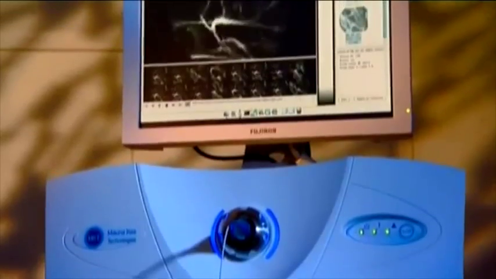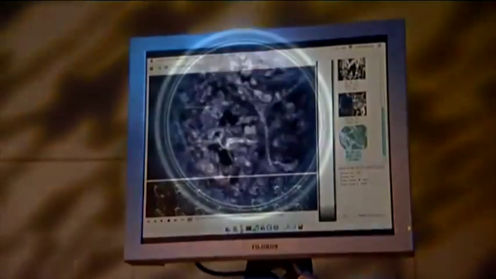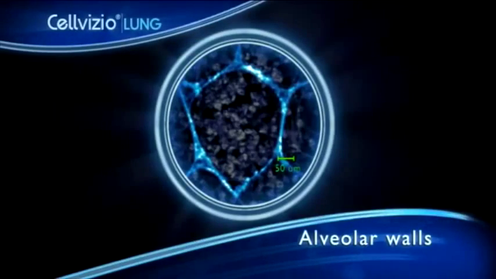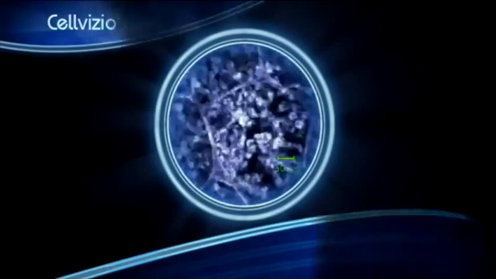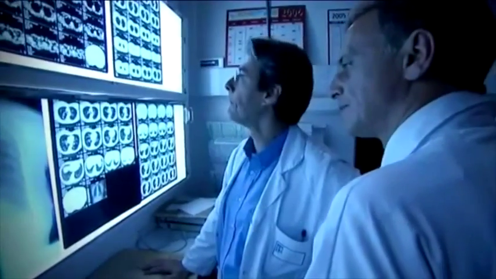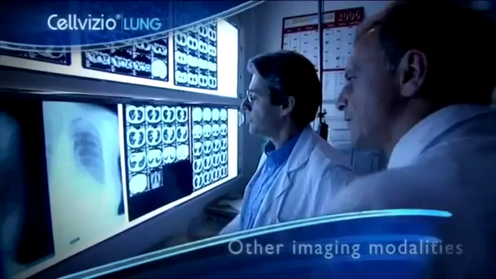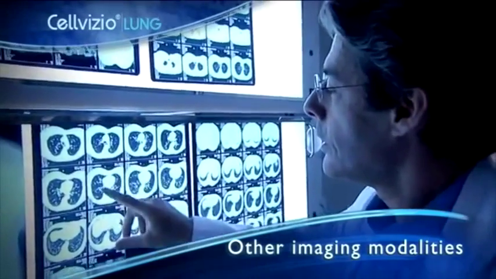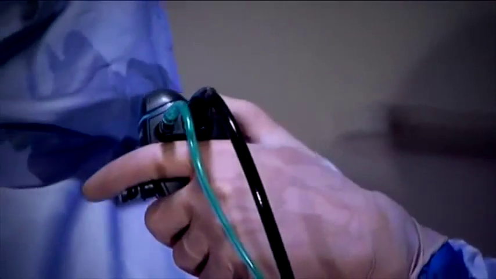Cellvizio Lung enables doctors to safely reach distal areas in the lung. It produces reliable, ultra-high resolution images of the alveoli as it lives and breathes. Of the imaging modalities currently available, none can produce live microscopic images of the alveoli in real time.